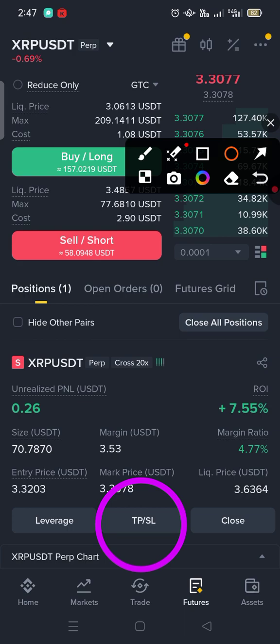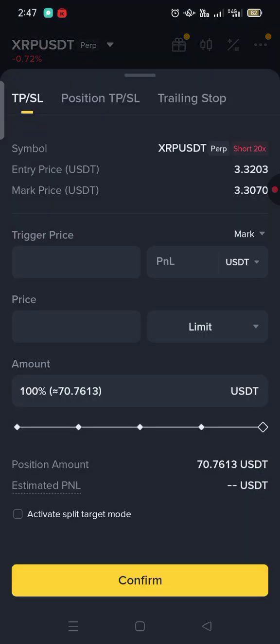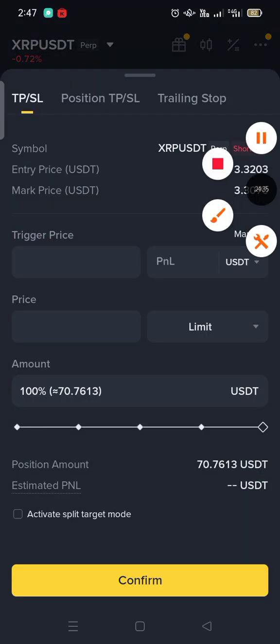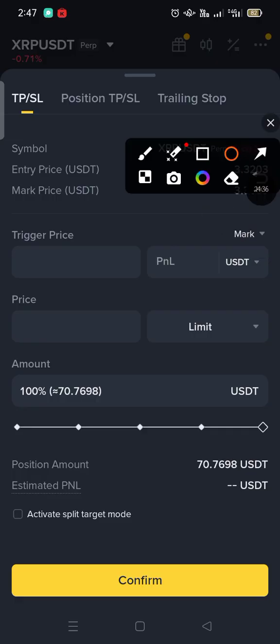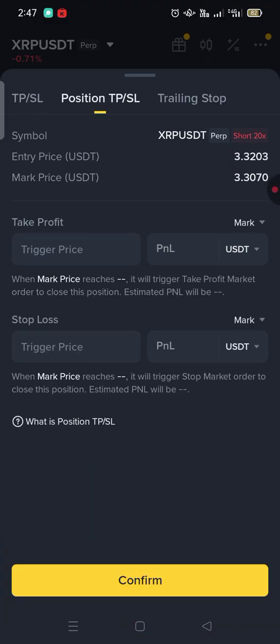Stop loss is whereby when you are in a loss, or the market is going against you, when it reaches the point you set as your stop loss, it will just take you out of the market without risking too much or losing too much of your balance. Okay, so the next thing is, I'm going to tap on this area right here, then TP position, TP/SL.